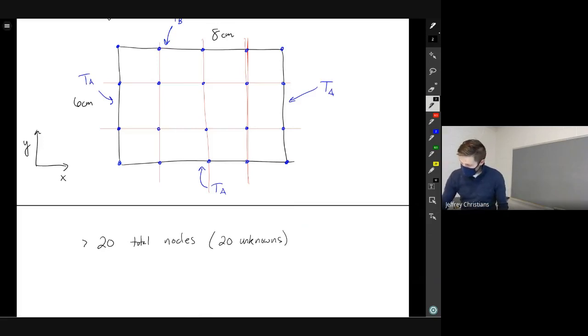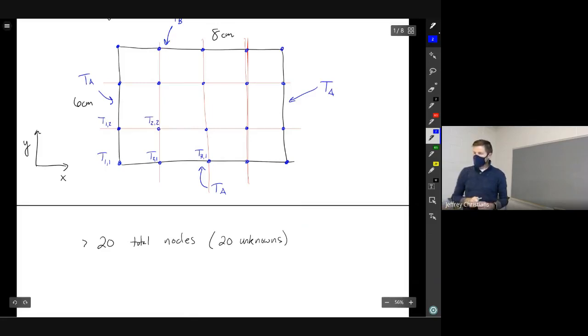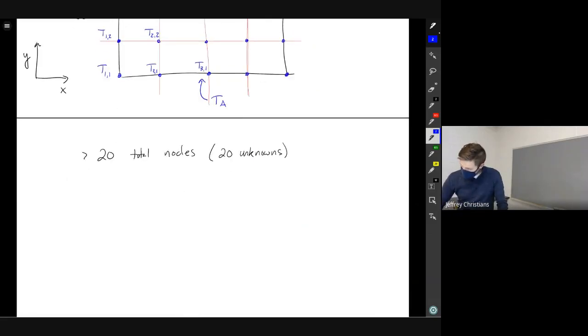So we could label this as, say, T11. This would be T21, T31, would be T12, T22. I'm not going to label all of them because you get the point. So we'll look at a specific inside node. It will be a general one, inside node TMN.